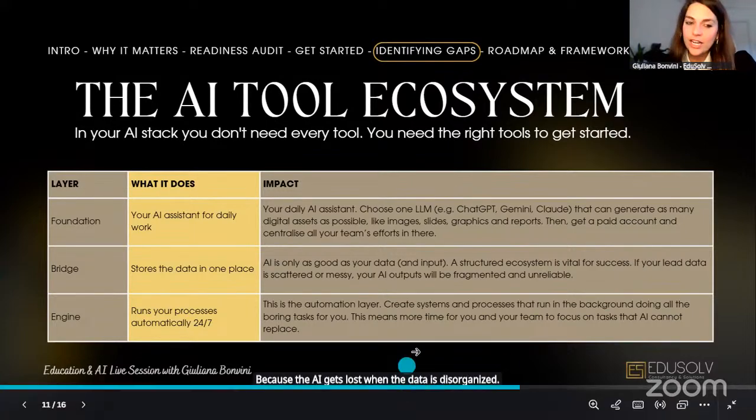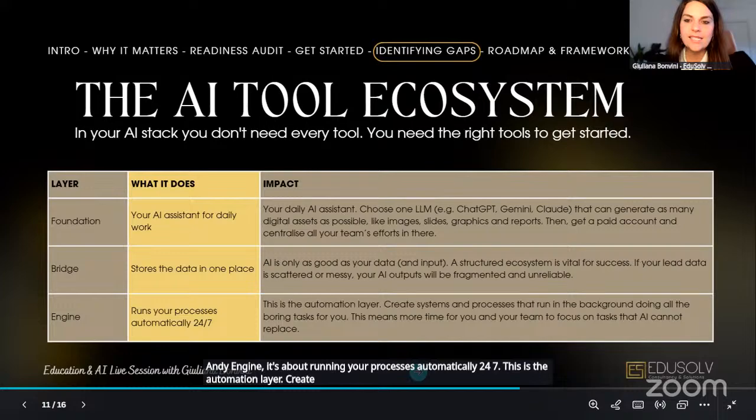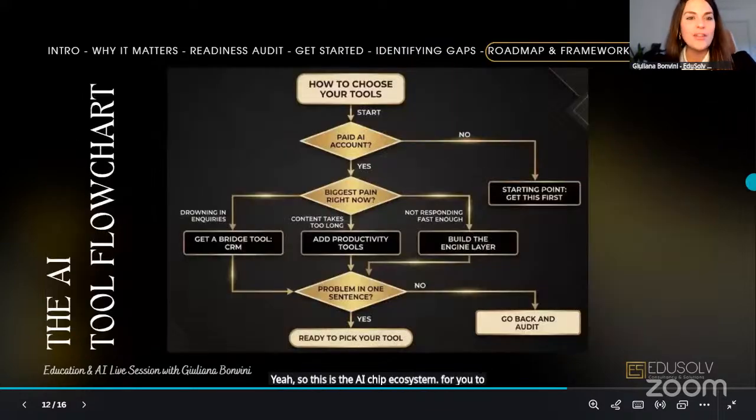And the engine is about running your processes automatically 24/7. This is the automation layer. Create systems and processes that run in the background, doing all the boring tasks for you. This means more time for you and your team to focus on the tasks that the AI cannot replace. Yeah, so this is the AI tool ecosystem for you to start identifying your gaps.